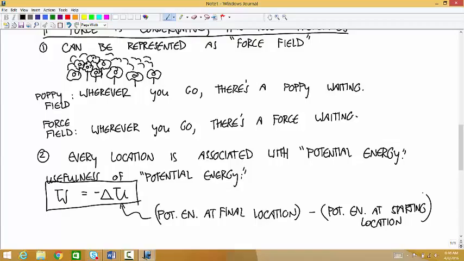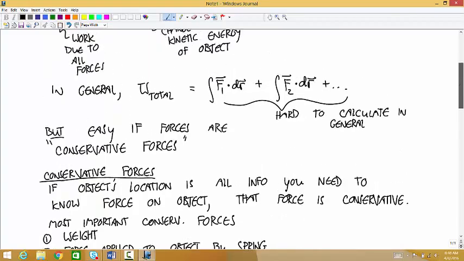Okay, so what's the benefit of this? What makes conservative forces especially easy to work with? If you look at this definition of work done by a force, say we don't know that this is a conservative force and we have to use this definition, the work done by that force in general depends on the path that the object takes to wherever it is.